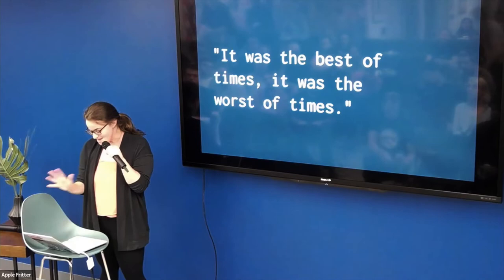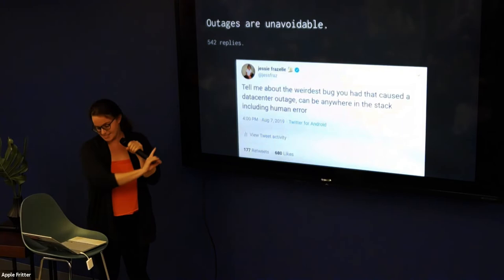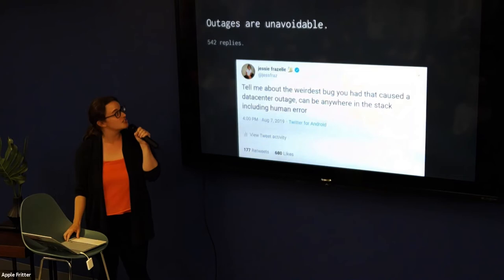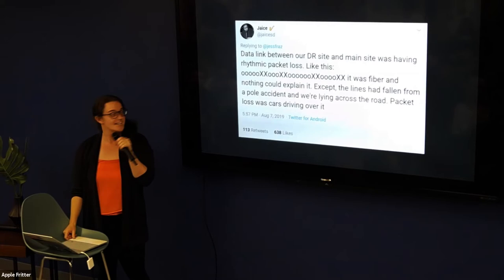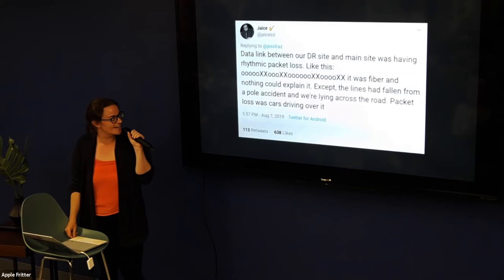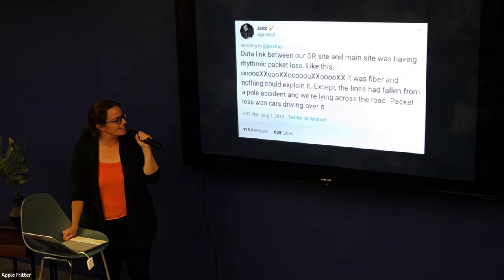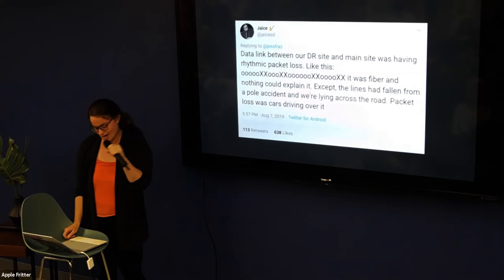And I just love bugs. So I asked this question on Twitter and there was a shit ton of responses, which I will not go through, but there were some really funny ones, just to show that literally anything can happen when you're running code somewhere. So here's one from Jace: a data link between our DR site and main site was having rhythmic packet loss, like this. Ooh, X, ooh, X. It was fiber and nothing could explain it except the lines had fallen from a pole accident and were lying across the road. Packet loss was cars driving over it.